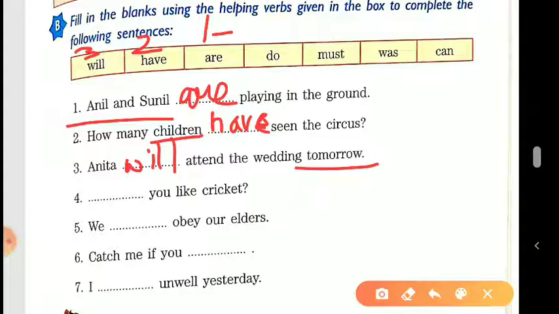Now the fourth one, dash you like cricket? Now we are asking someone, so do. And D will be capital since we are beginning a sentence. So, do you like cricket? Do you like cricket? So, we are asking a question. So, we have used the helping verb do. With you, do will be used. Okay?